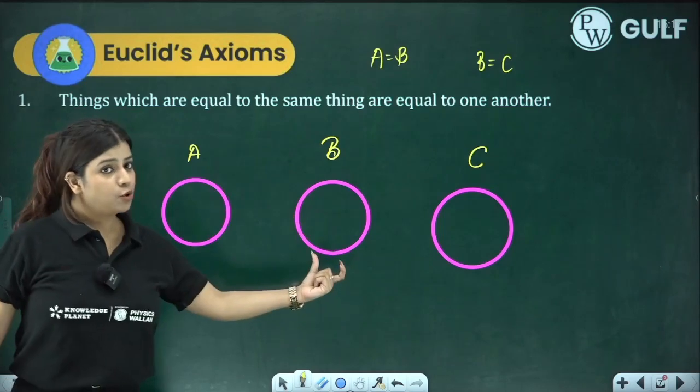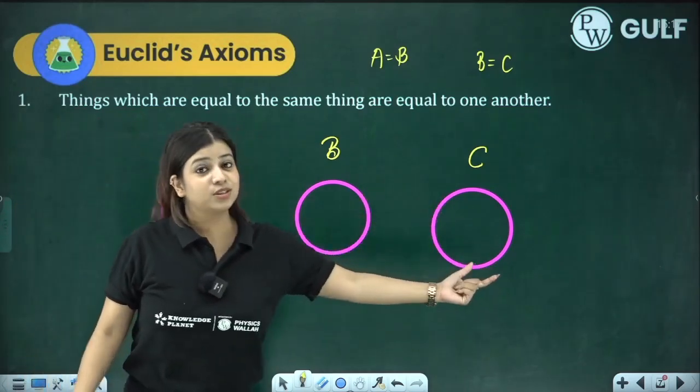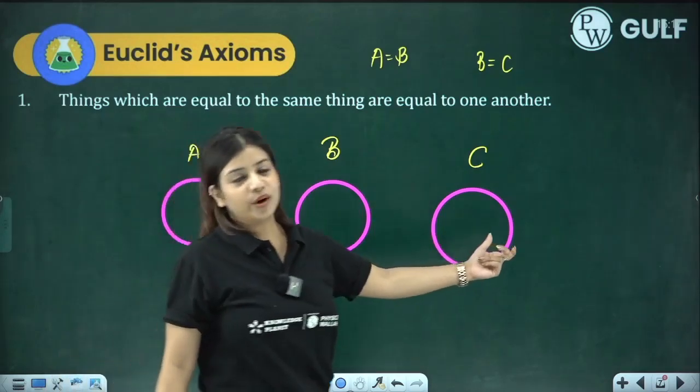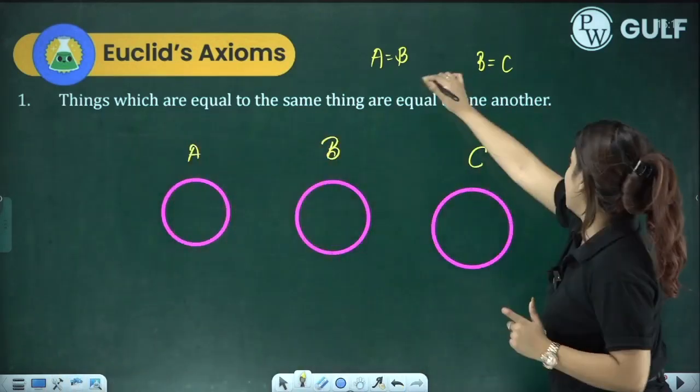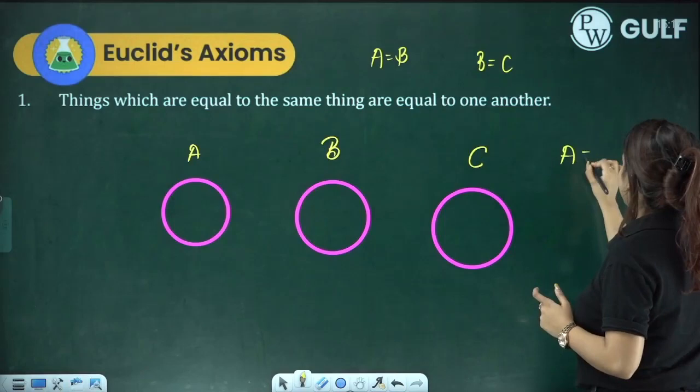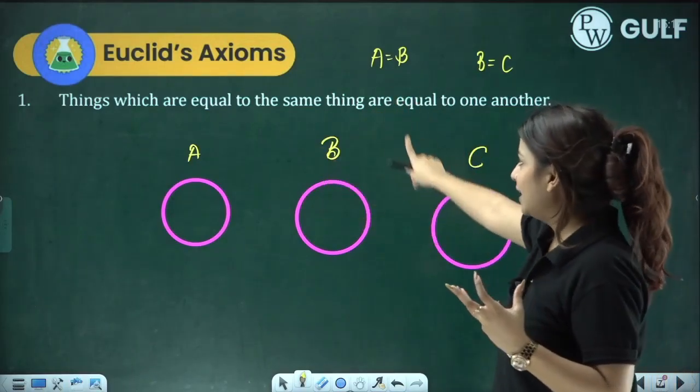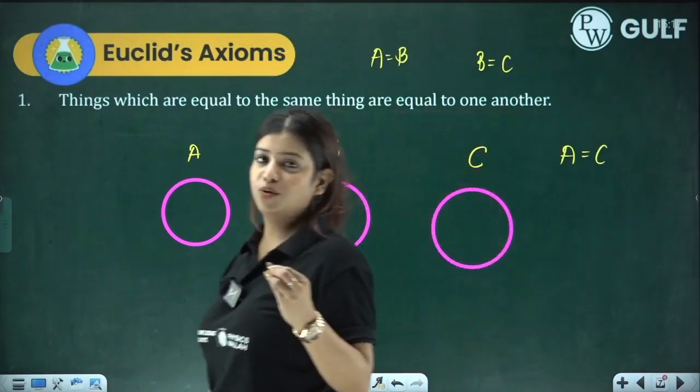So what can we see? That A is equal to B and B is equal to C. So what can we say? That A is equivalent to C. So from 1 and 2, we can conclude that A is equal to C. So what does this mean? That things which are equal to the same thing are equal to one another.